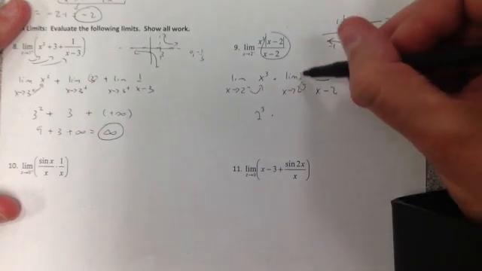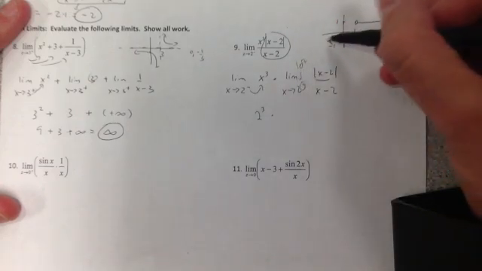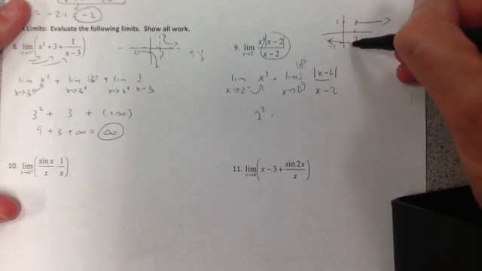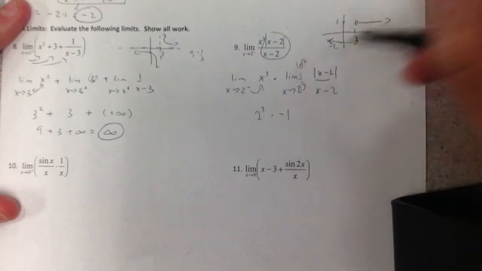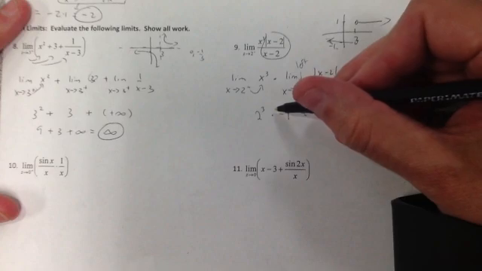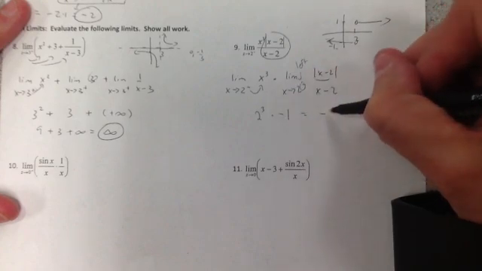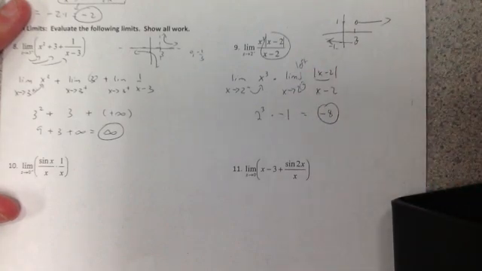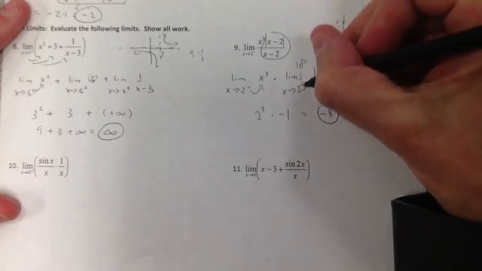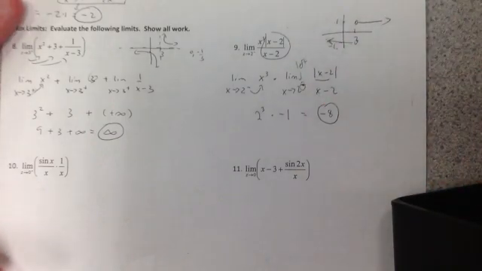And remember, we're approaching from the left this time. So as I approach 2 from the left, we're on the line negative 1. So there we go. Now 2 cubed we know is 8. 8 times negative 1, negative 8. And there's our limit right there. Very easy to do. Make sure your negative sign is pretty easy to see.